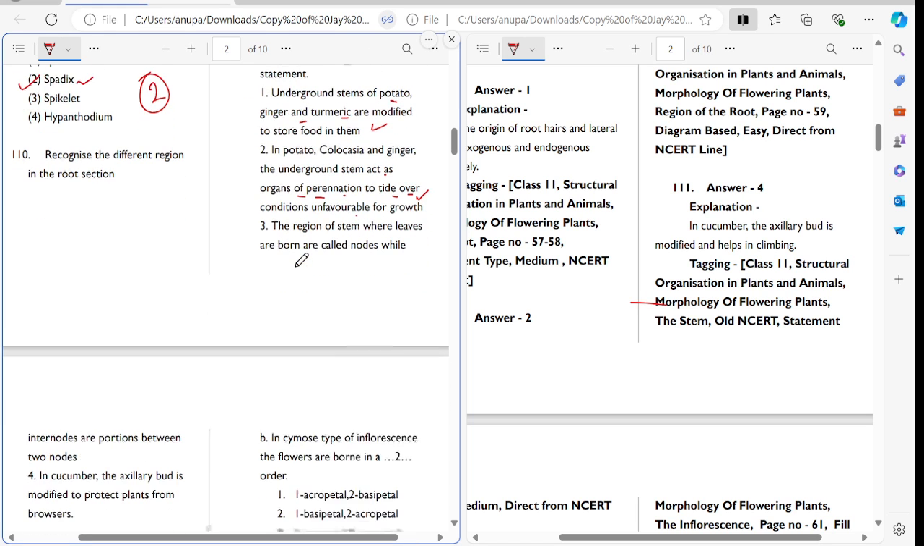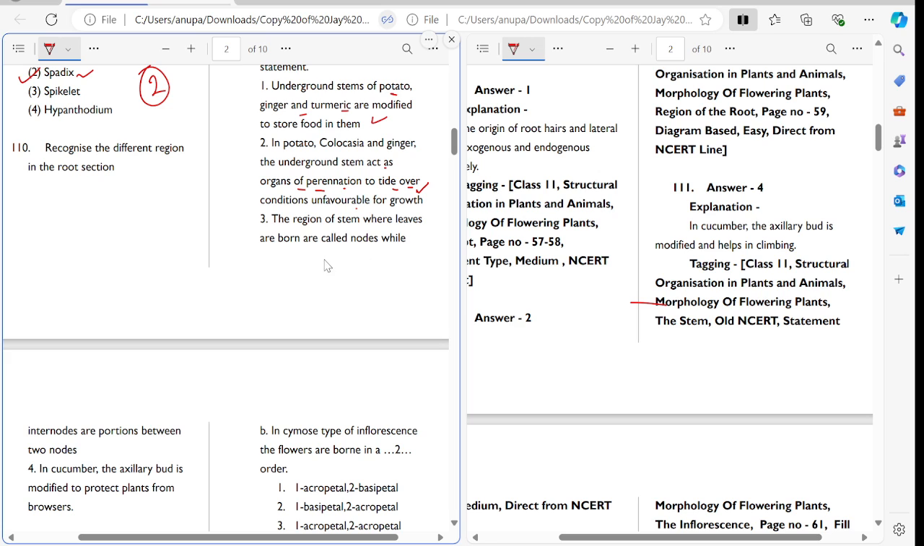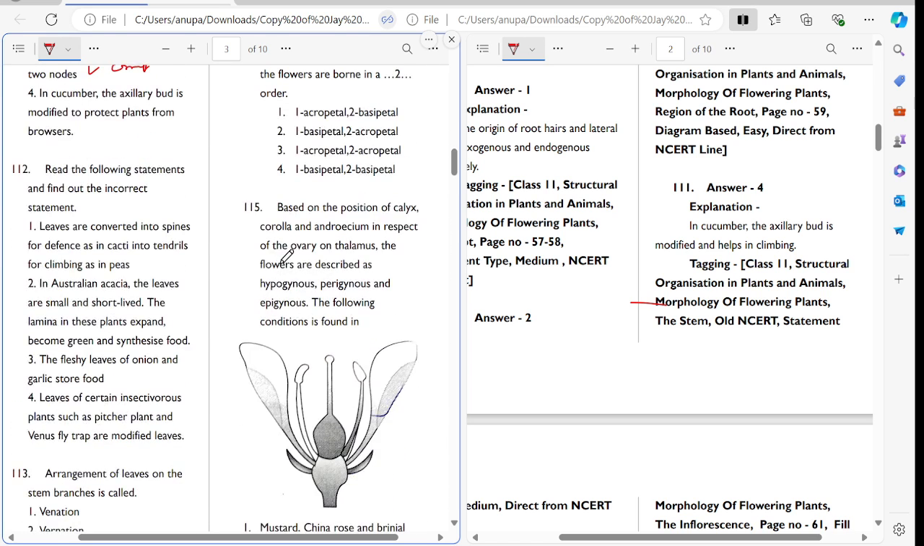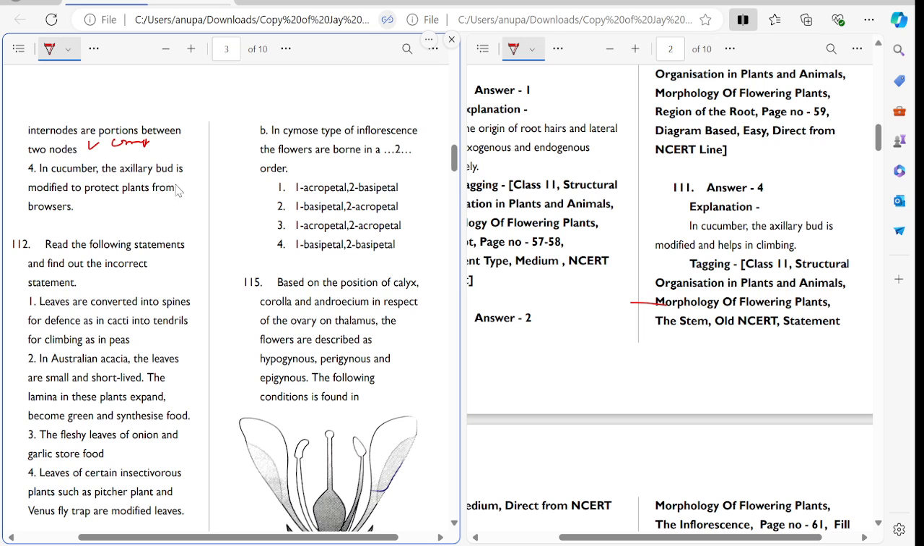The third statement is the region of stem where leaves are borne are called nodes, while internodes are portions between nodes. So this is also a correct statement. And the fourth statement is, in cucumber, the axillary bud is modified to protect plants from browsers. This statement is wrong because in cucumber, although the axillary bud is modified, it is not to protect plants from browsers, but it is used for climbing. So the answer for this question will be option number 4.